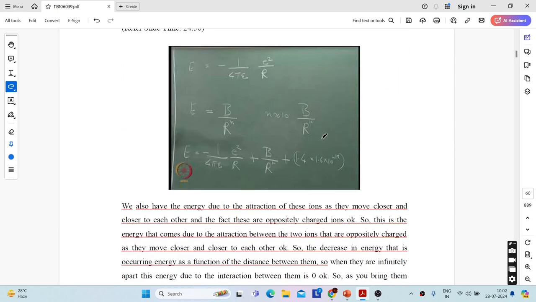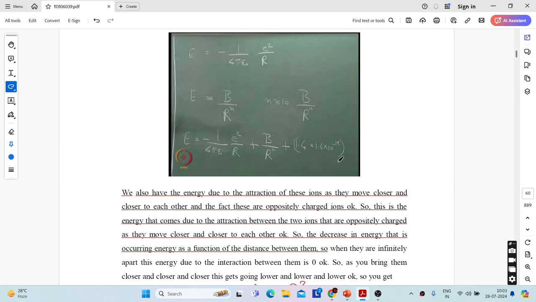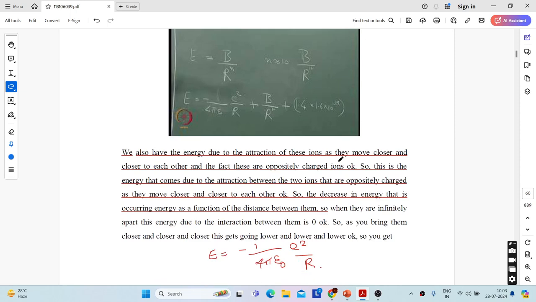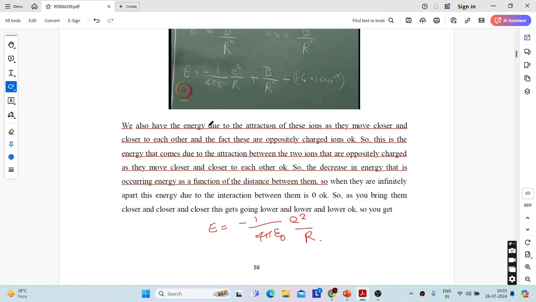So there will be three different kinds of energies which we are dealing with here. In total, what will the energy of the system be? Minus 1 over 4 pi epsilon 0, e squared by R, plus B divided by R to the power 10, plus that 1.4 electron volt, which we can convert to joules by multiplying with 1.6 into 10 to the power minus 19. The first term represents the attractive energy when the two ions are brought together: minus 1 over 4 pi epsilon 0, e squared by R.